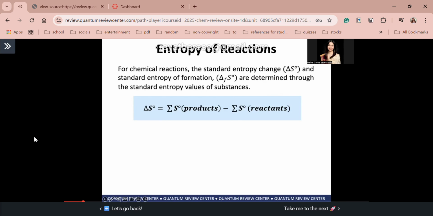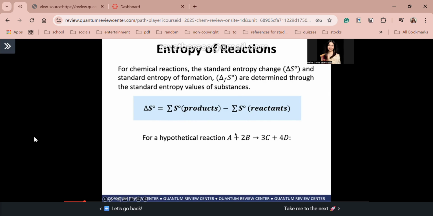So how do we determine the standard entropy change or the entropy of a reaction? Okay? So that is delta S naught. So guys, tandaan nyo lang to ha. Pag may naught tayo guys, meaning standard. Okay? Meaning this is the entropy change at standard conditions, which is again 298 K and 1 bar. Okay? So delta S naught of a reaction is equal to the summation of the entropy values of the products minus the summation of the entropy values of the reactants.